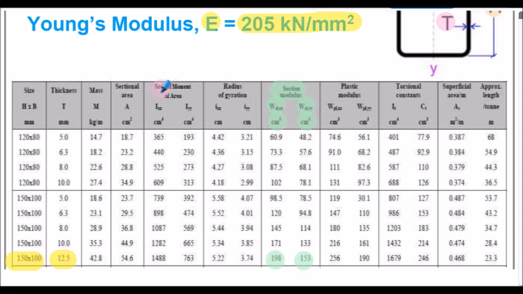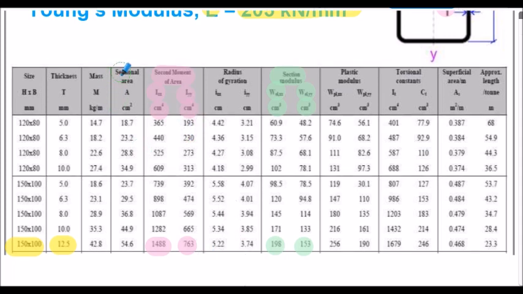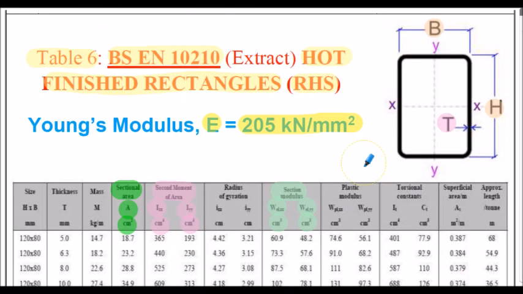Considering the second moment of area, here's our IXX and our IYY. Reading the IXX, it's 1,488 centimeters to the 4. And reading the IYY, it's 763 centimeters to the 4. We also need the cross-sectional area, A, which is 54.6 centimeters squared. So those are the section properties required, extracted from the appropriate standard, which we need to make a note of because we will use them in our following calculations.